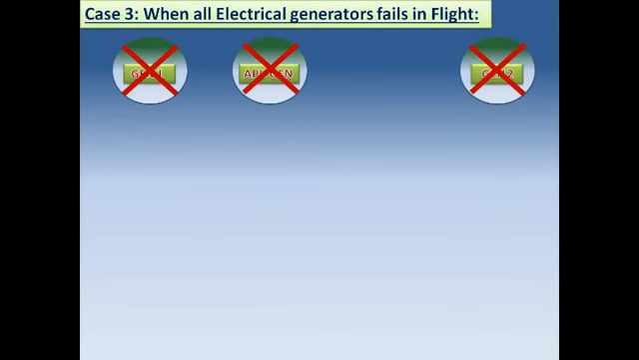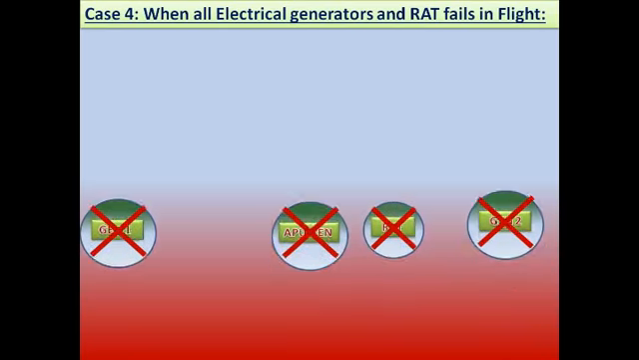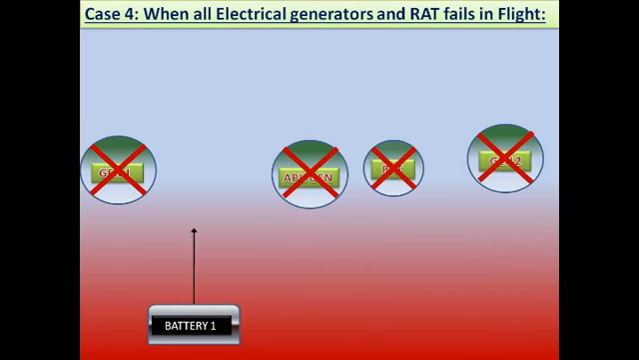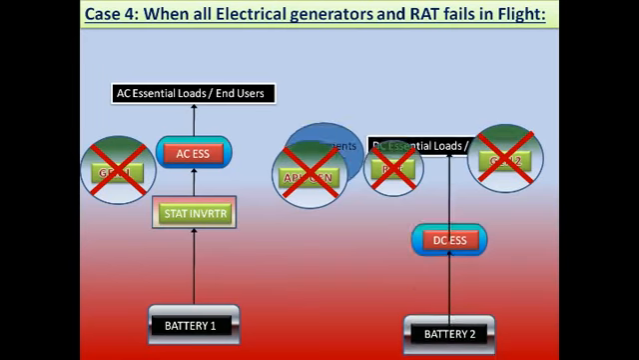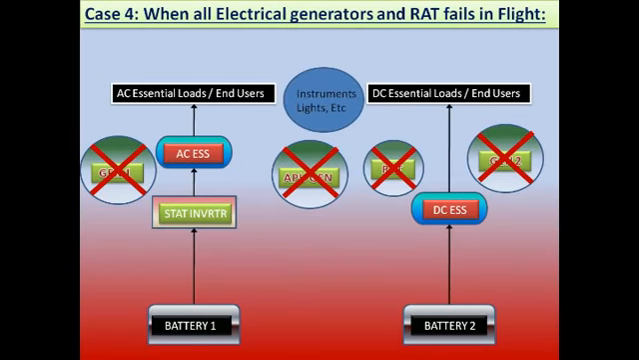Now let us see the worst case scenario, where all electrical generators fail and also the RAT. During this emergency situation, the aircraft batteries will provide the required electrical power. Battery 1 will provide the AC power to the AC essential bus by converting DC power to AC power, through a static converter. Battery 2 will directly provide the DC power to the DC essential bus. This is how the electrical power system works on Airbus A320 family aircraft.